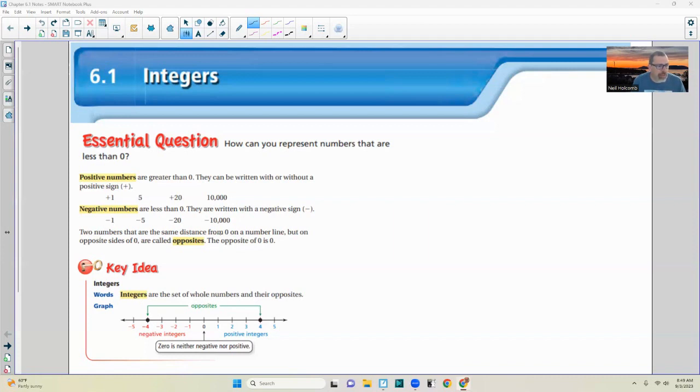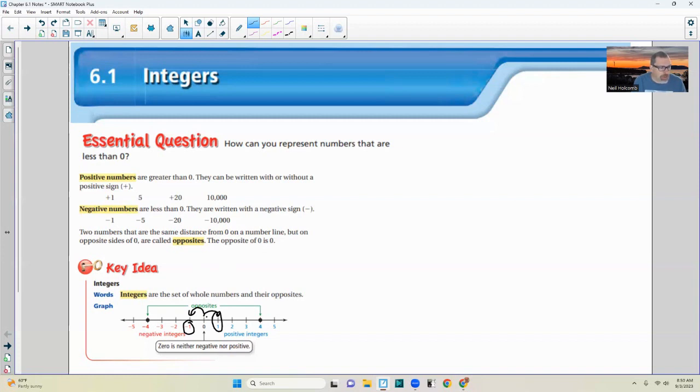Two numbers that are the same distance from 0 on a number line, but on opposite sides of 0, are called opposites. So in other words, here is 1. It is 1 to the right of 0. So if I went 1 to the left of 0, its opposite is the negative of the same number, -1. The opposite of 2 is -2, and as they showed here, 4 and -4 are opposites. So 4 is 4 to the right, -4 is 4 to the left. That's the same distance from 0, but on opposite sides, so they are called opposites.